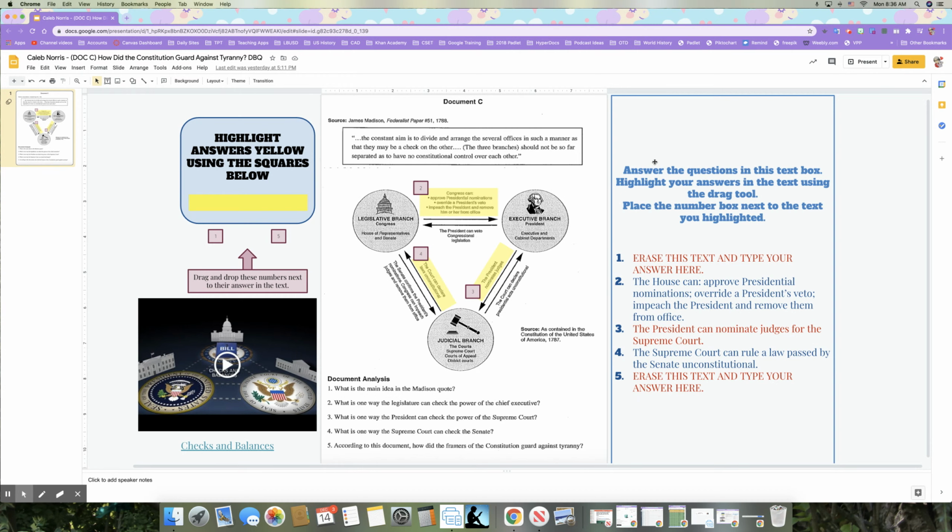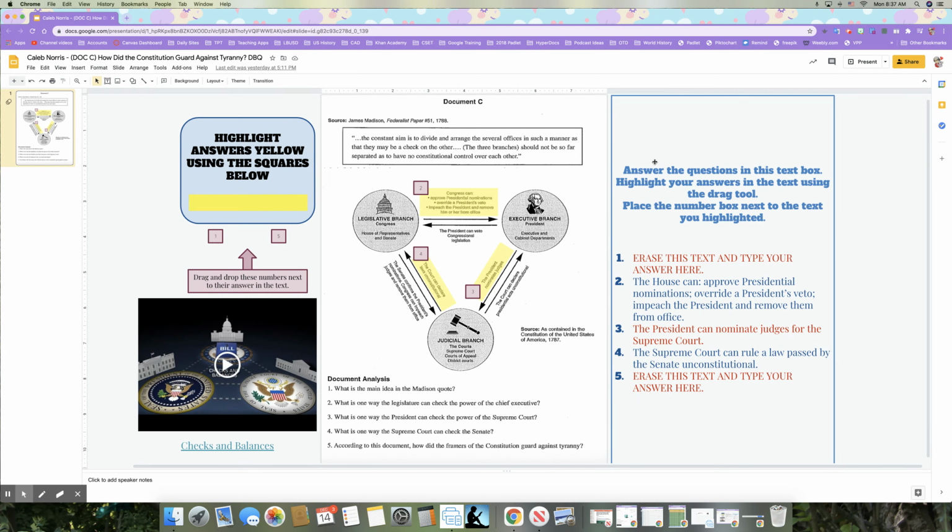Now, one bit of feedback that I gave to many of you is that I understand how this might confuse you because he uses a double negative, okay, by saying the 3 branches should not be so far separated as to have no constitutional control over each other. That is a double negative. He's using not and no together in the same sentence, so it can be a little bit confusing. All right. So let's break down what he's saying here.